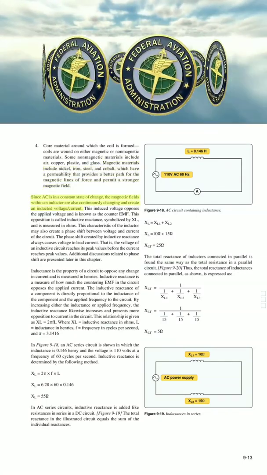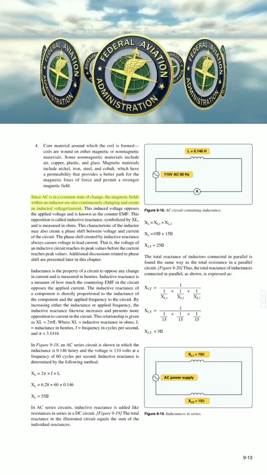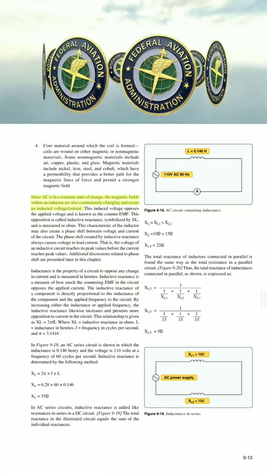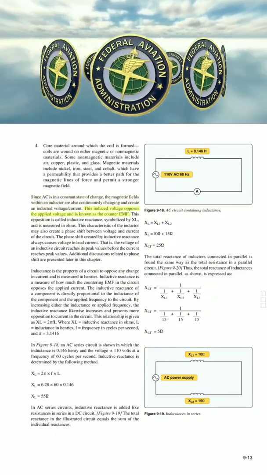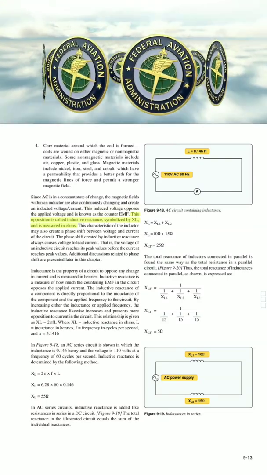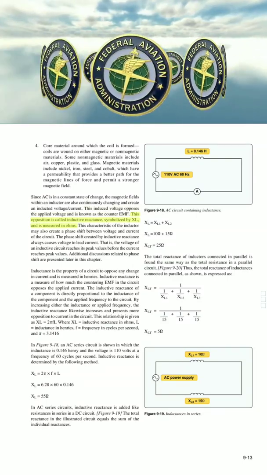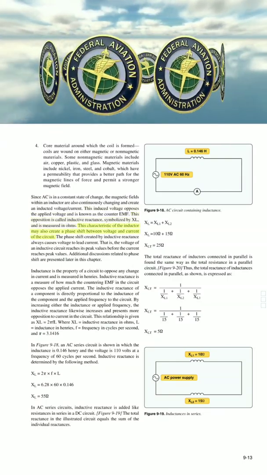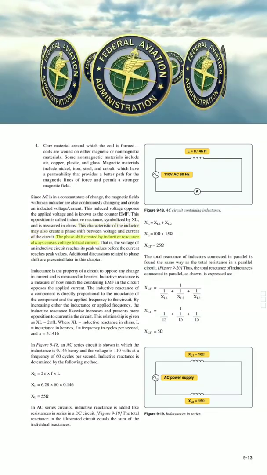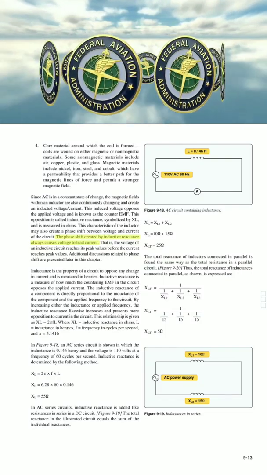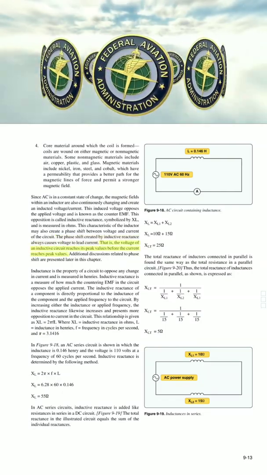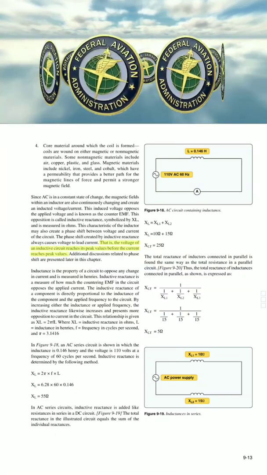Since AC is in a constant state of change, the magnetic fields within an inductor are also continuously changing and create an induced voltage/current. This induced voltage opposes the applied voltage and is known as the counter EMF. This opposition is called inductive reactance, symbolized by XL, and is measured in ohms. This characteristic of the inductor may also create a phase shift between voltage and current of the circuit. The phase shift created by inductive reactance always causes voltage to lead current. That is, the voltage of an inductive circuit reaches its peak values before the current reaches peak values.